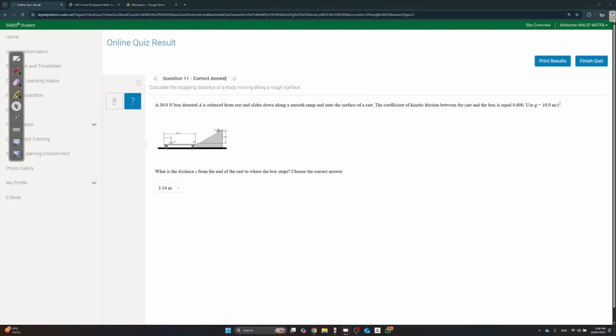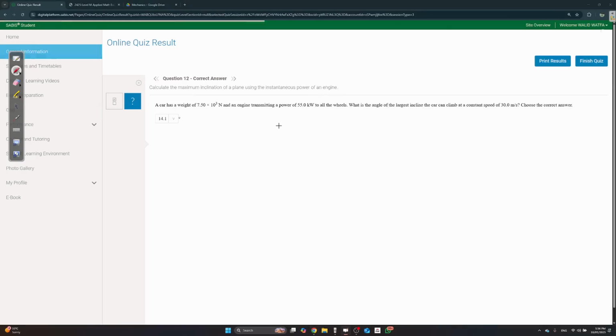Anyways, question 12. A car has a weight of 7.5 times 10 to the 3 newtons and an engine of power 55 kilowatts to all the wheels. What is the angle of the largest incline that the car can climb at a constant speed of 30 meters per second? Choose the correct answer. So, the first thing we need to know is, they want the angle, and they gave us the velocity, and they gave us the power.